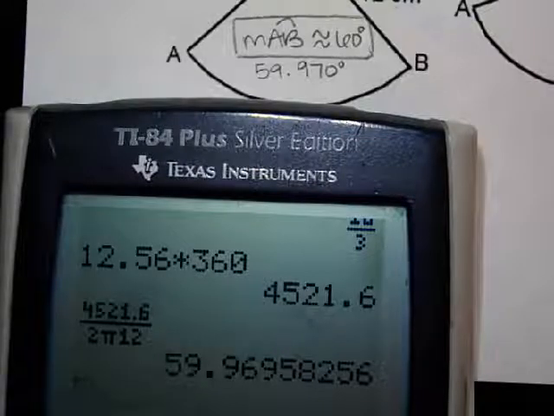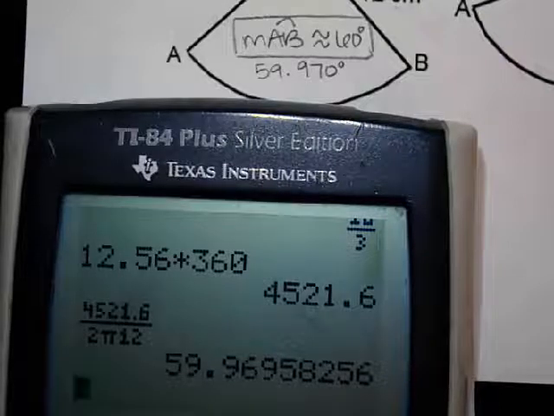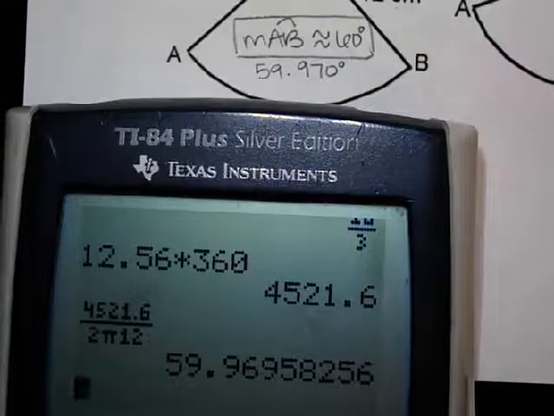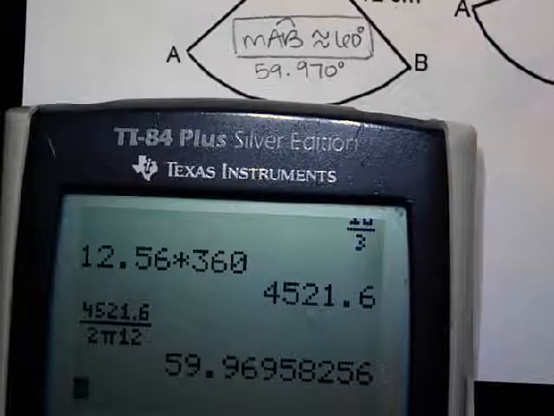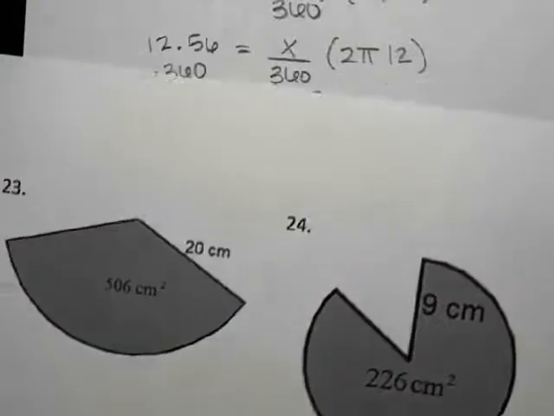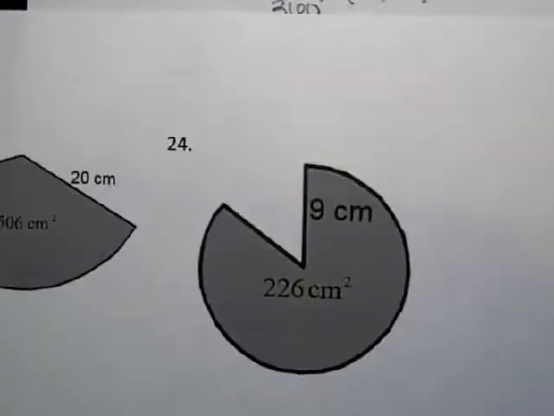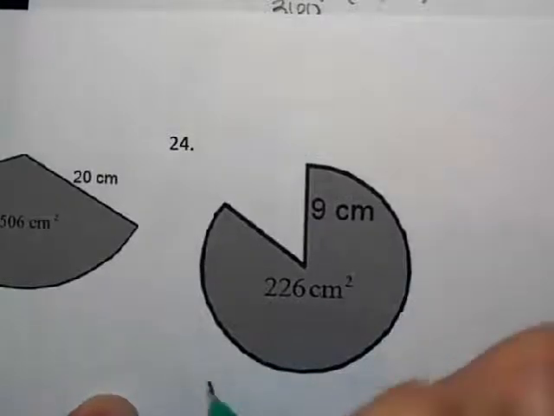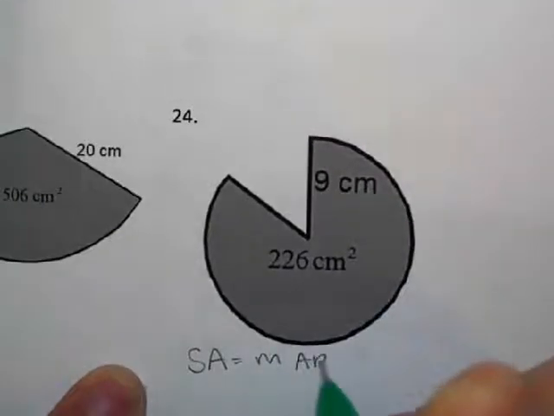All right. How do your brains feel? Okay. Would you like to try another one of those? Okay. So on the next page, we have another one. We can do another arc length one, or we can do a sector area one. Okay. So we've got 22 through 24. Which one would you guys like to do? 24? Let's do a sector area. Okay. So I'm going to say the sector area equals the measure of AB divided by 360 times pi r squared. Okay?